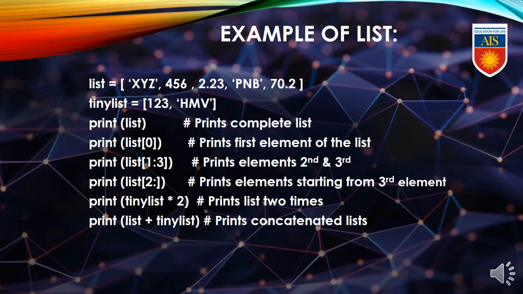It prints the elements at the second and third positions. Next is print list 2 colon, which prints elements starting from the third element. Next one is print tiny list into 2, which prints the list 2 times. That means whatever the list is, it will be multiplied by 2. Next option is print list plus tiny list. So it will concatenate the lists. That means it displays the result after joining the list and the tiny list together.